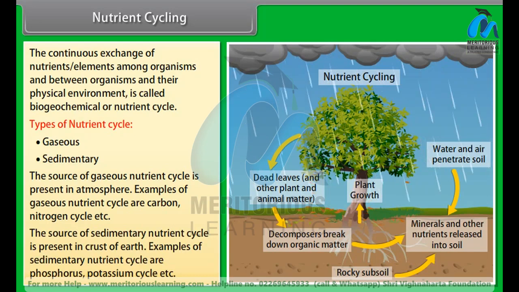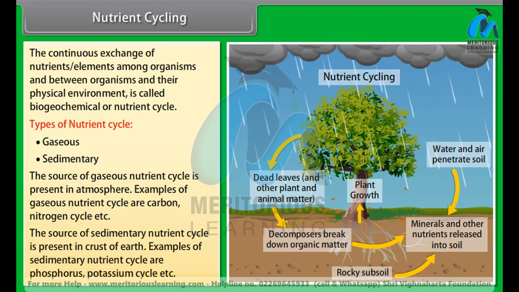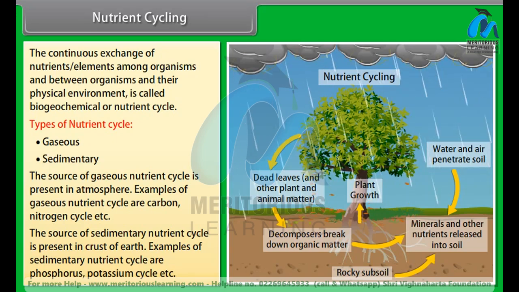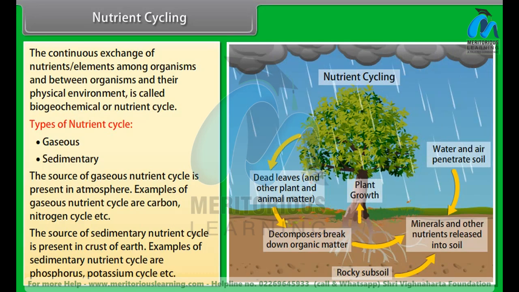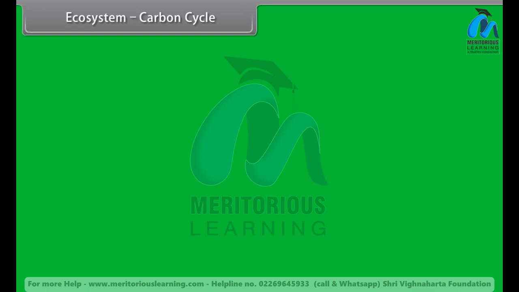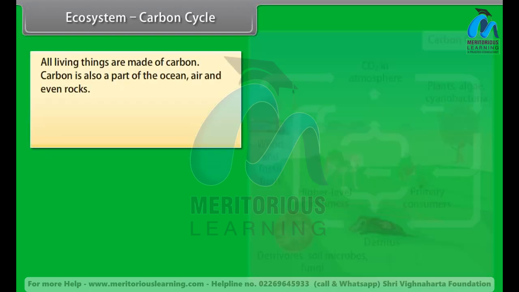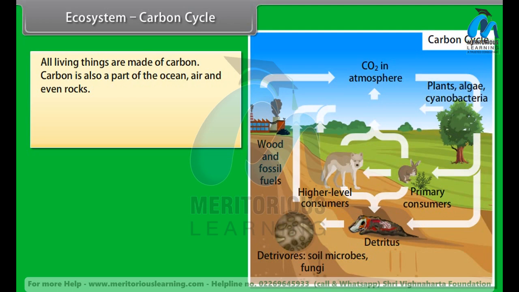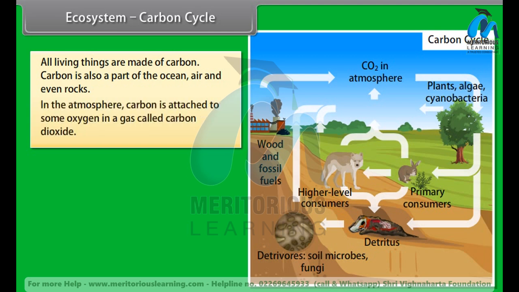The source of the sedimentary nutrient cycle is present in the crust of the earth. Examples of sedimentary nutrient cycles are the phosphorus and potassium cycles, etc. Ecosystem, carbon cycle. All living things are made of carbon. Carbon is also a part of the ocean, air, and even rocks. In the atmosphere, carbon is attached to some oxygen in a gas called carbon dioxide.